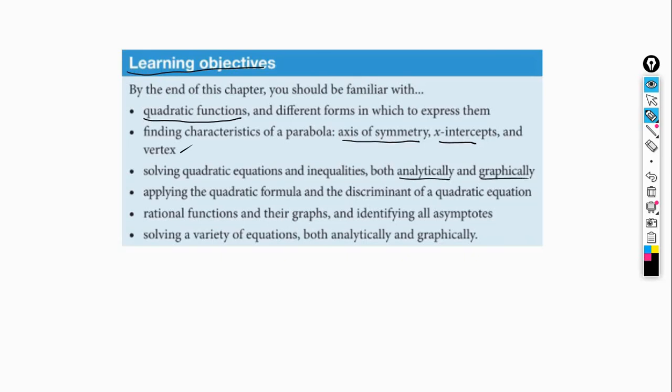Applying the quadratic formula and the discriminant of a quadratic equation. Then we're going to study rational functions and their graphs and identifying all asymptotes. Solving a variety of equations, both analytically and graphically.